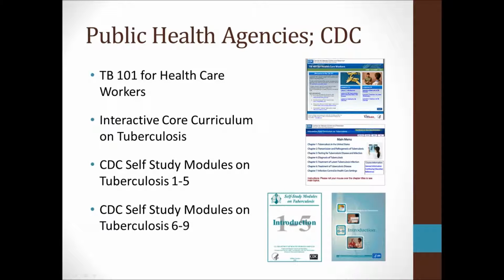The CDC has some enduring training available as e-learning courses and reading materials with case scenarios that you can work through. You can complete these learning opportunities and be awarded a certificate of attendance for successful completion. Currently available is the TB 101 for healthcare workers, interactive core curriculum on tuberculosis, and is actually also available as a book. The CDC self-study modules on tuberculosis 1 through 5, which is the picture here on the left, is currently under revision. And then the one on the right is the CDC self-study modules on tuberculosis 6 through 9.